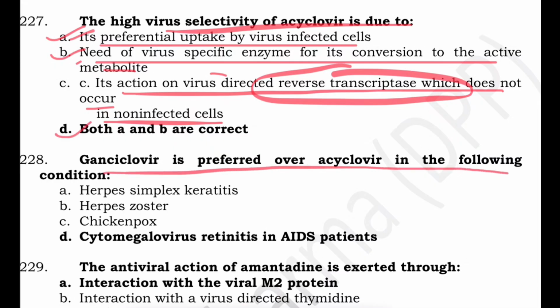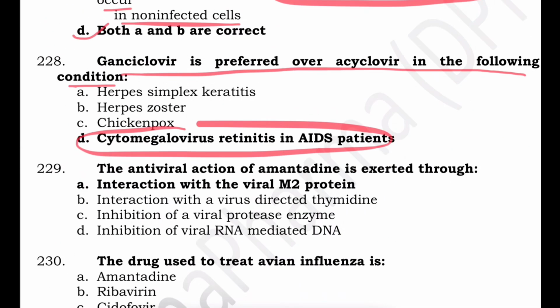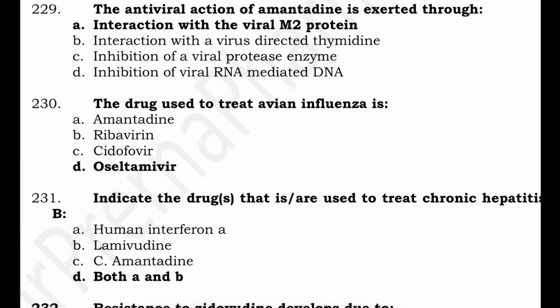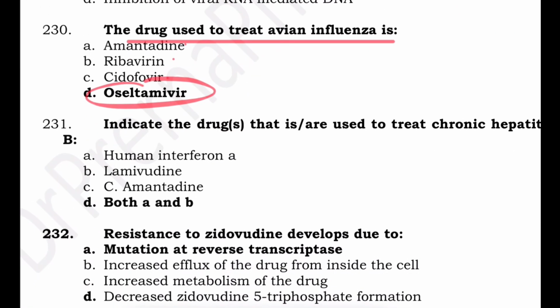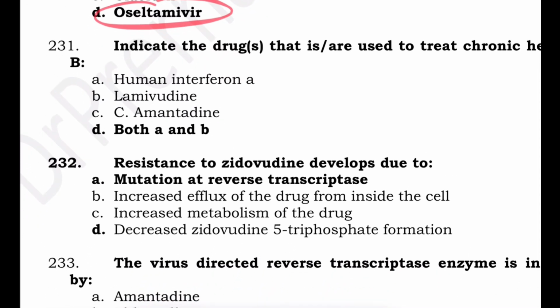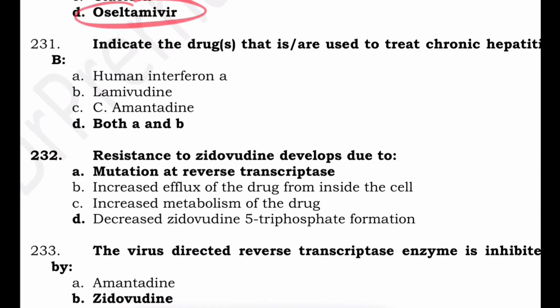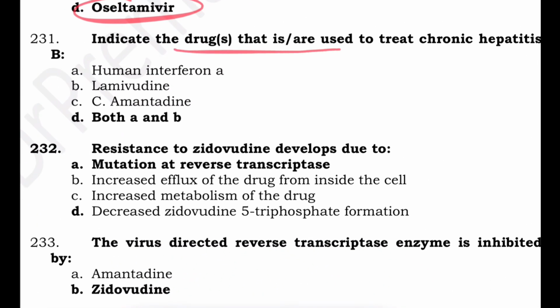Ganciclovir preferred over acyclovir in the following condition. Ganciclovir is given in cytomegalovirus retinitis. The antiviral action of amantadine is exerted through interaction with the viral M2 protein. The drug used to treat avian influenza is oseltamivir. Out of these drugs, oseltamivir is indicated for prophylaxis as well as treatment of influenza. Indicate the drug that is used to treat chronic hepatitis B.